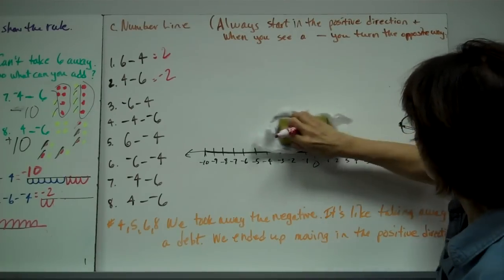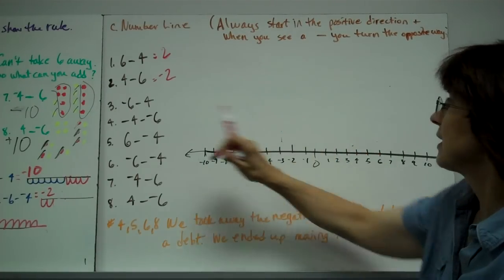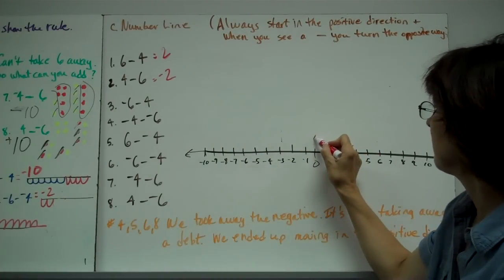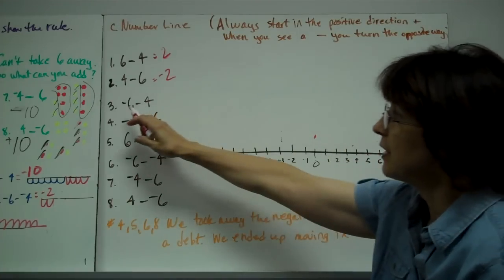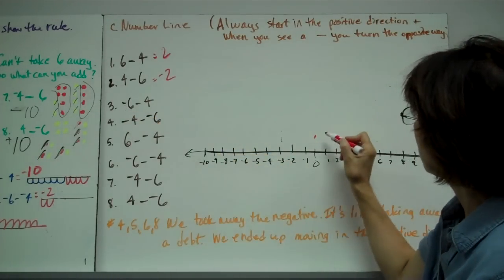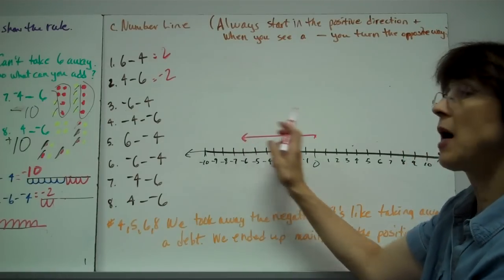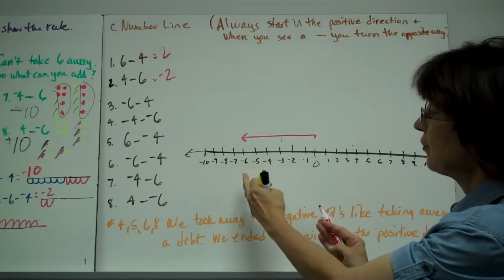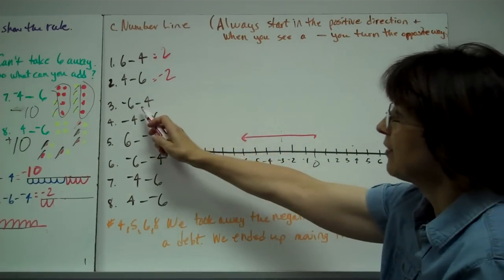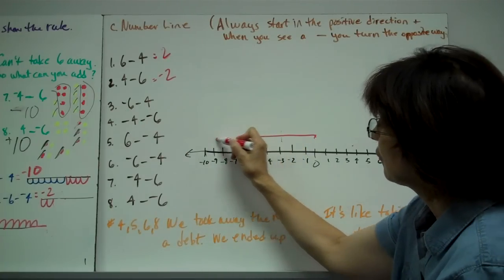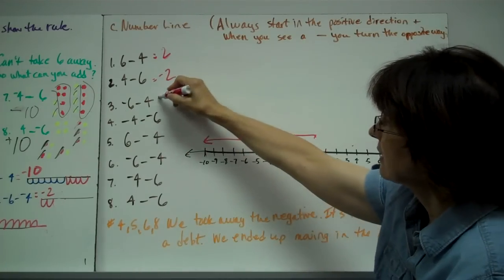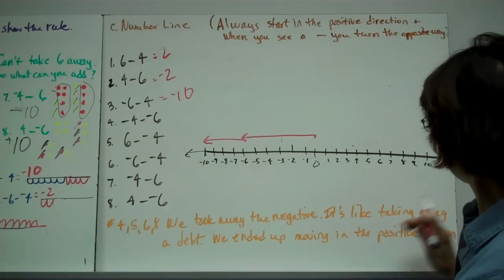Next one. I start on 0, but the first thing it tells me is I go down 6. Remember, I'm facing positive, but I run into a negative sign first thing, so I go down 6. Again, you want to face positive, even after you get there, you think positive, but then, oh, I have another negative sign. So I go down four more, and you land on negative 10.